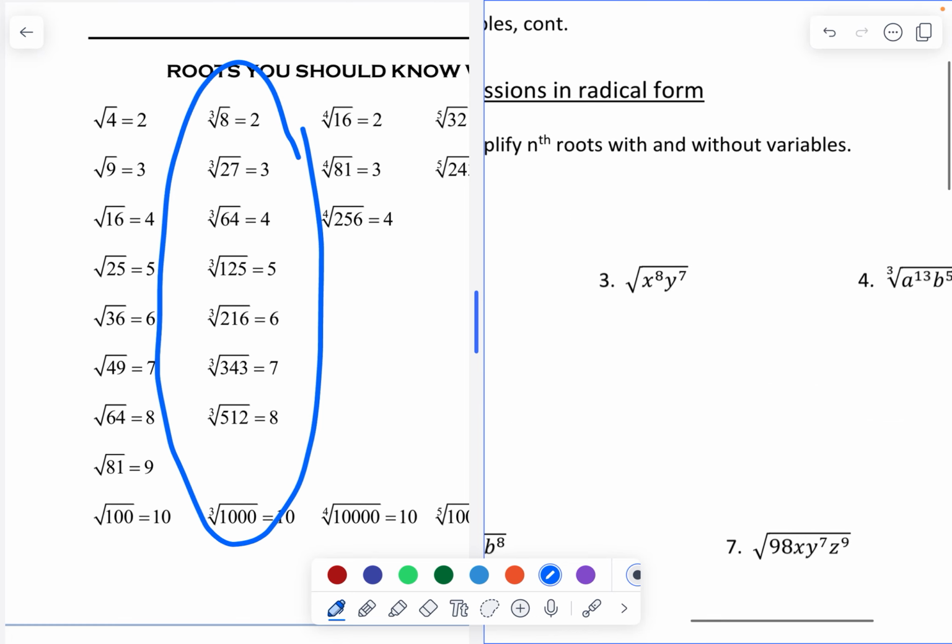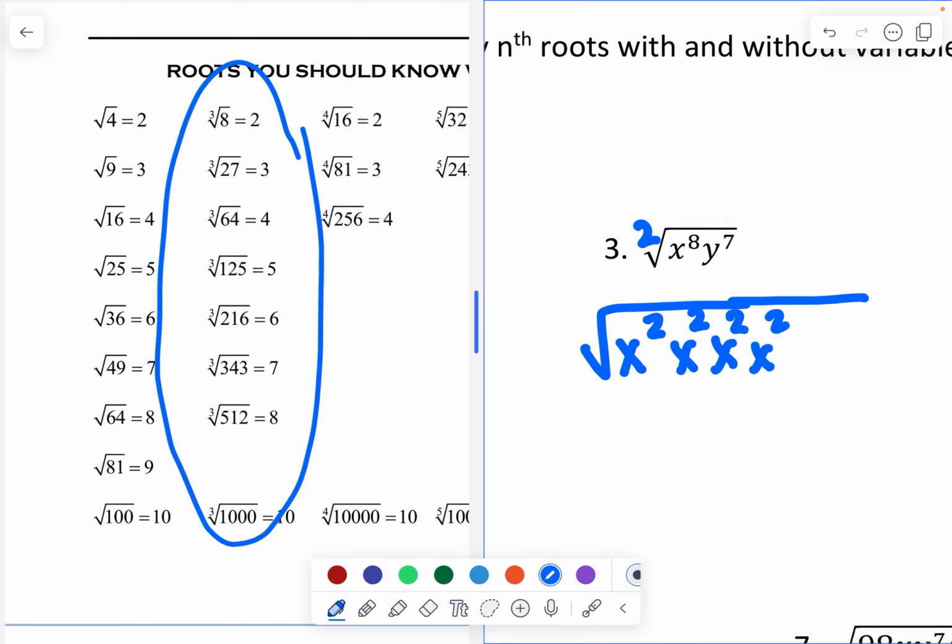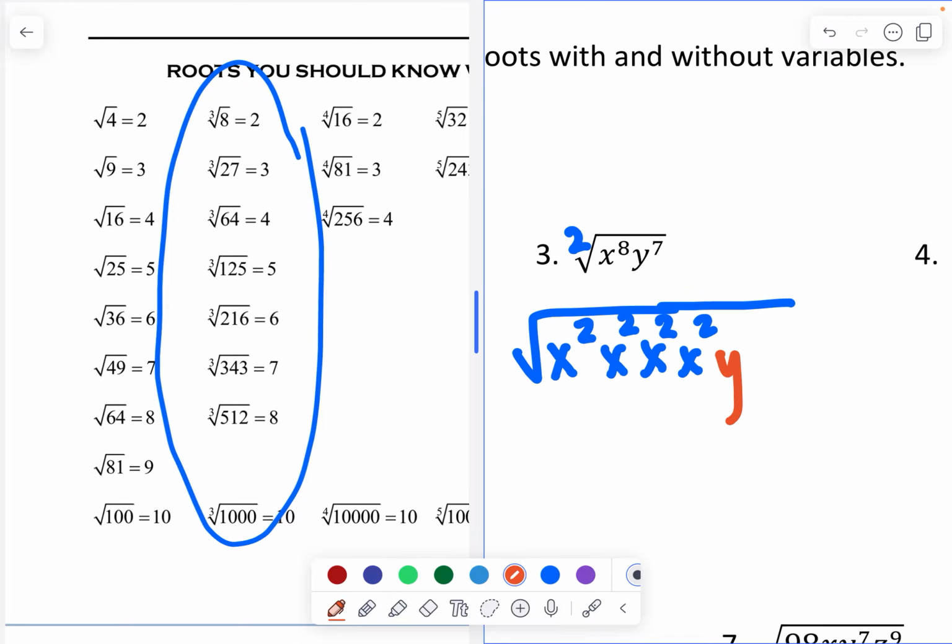And then just a recap of what we talked about on Tuesday, that is the variables. So remember, you're trying to write exponents with the same number as the root. So if this is a square root, there's really an invisible 2 there. So you're trying to rewrite everything with 2's. So I'm going to go x squared, x squared, x squared, x squared, right? Because it's 8 of them. 2, 4, 6, 8. And then y to the 7th would be y squared, y squared, y squared, and then y. All right, there's 1 left over.